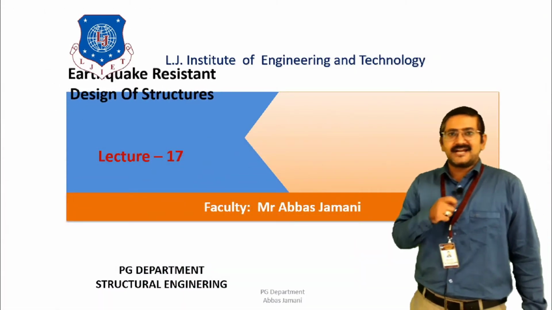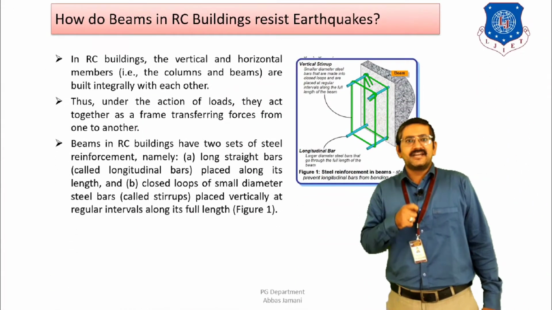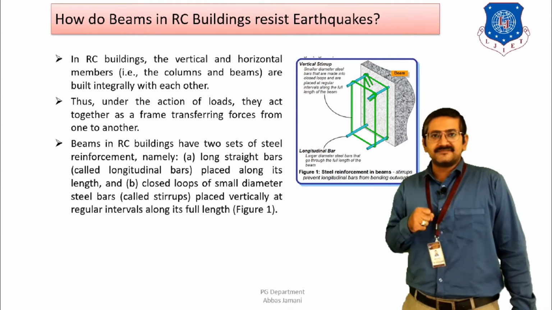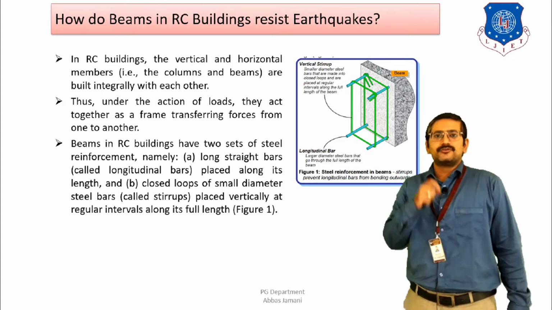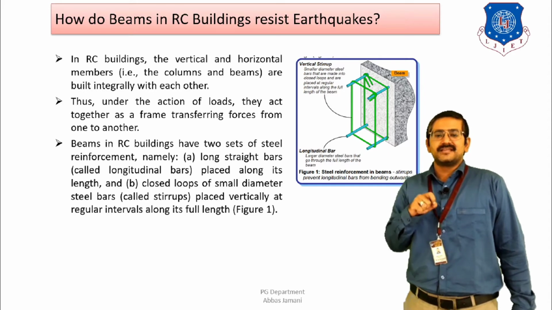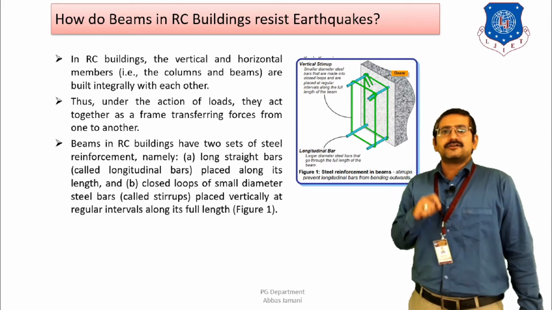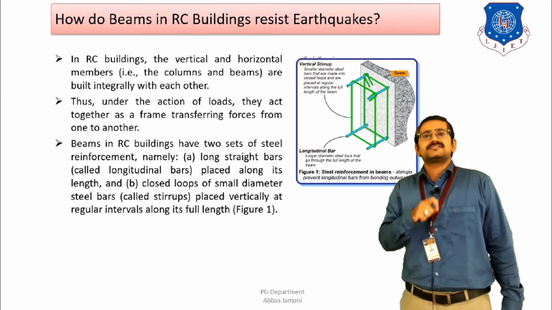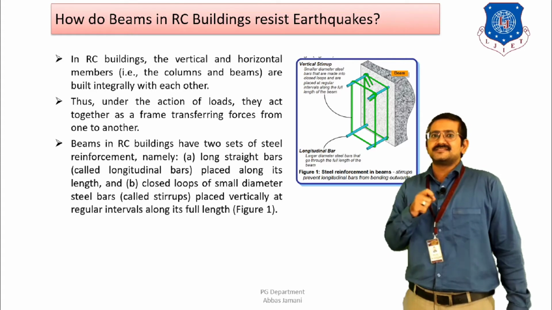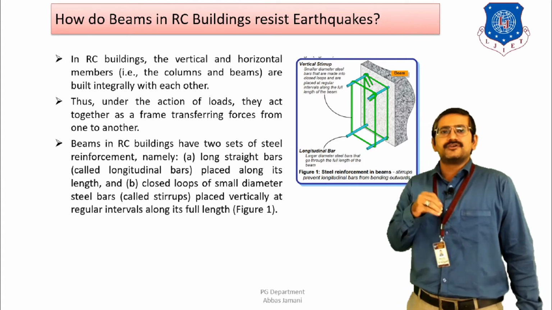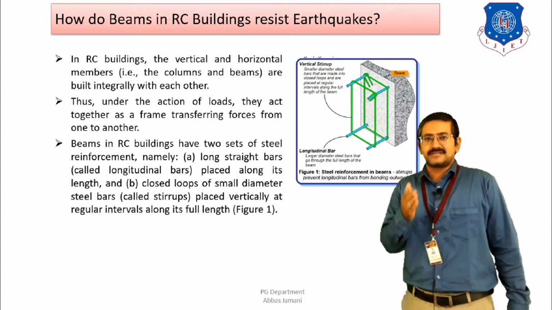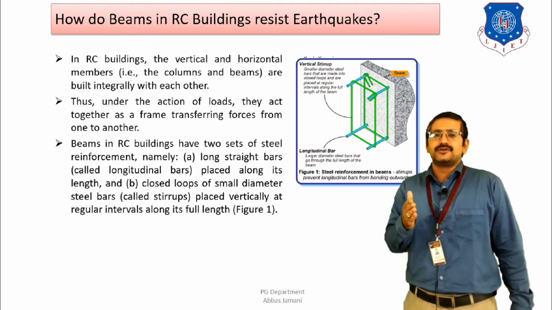Right? So let us start today's discussion with the first understanding of how beams in RCC buildings resist earthquakes. In RCC buildings, two columns and the horizontal member, that is the beam, combine together to form the moment resisting frame. As a result, the reinforcing bars of beams and columns are integrated into each other. When this integration is done, under the application of loads, these members are going to transfer the force from one to another, and they are going to act together.